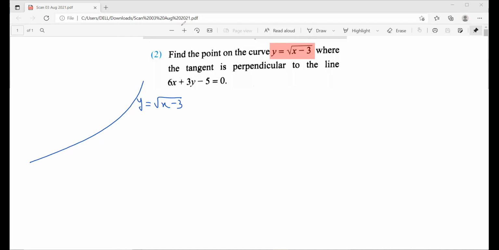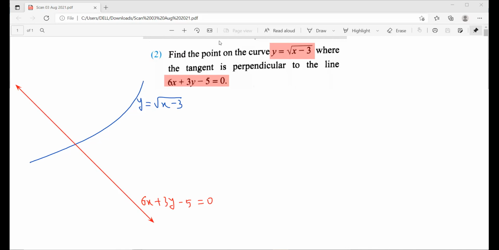Now they say there is some line which is this. This is the line, 6x plus 3y minus 5 equals 0. Here is the line, somewhere. So the equation of the line is 6x plus 3y minus 5 equals 0.